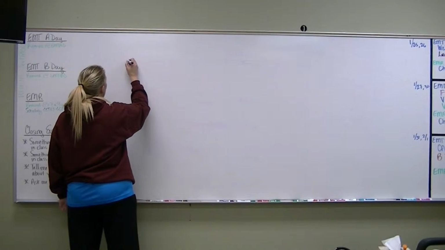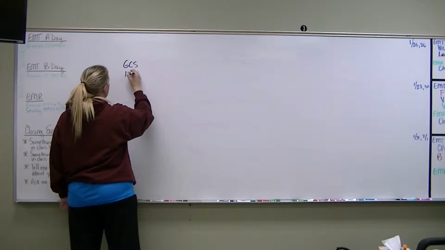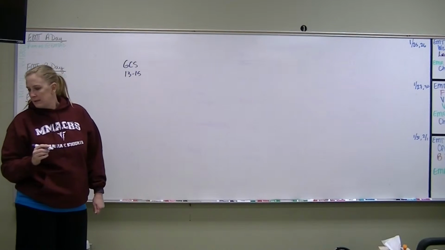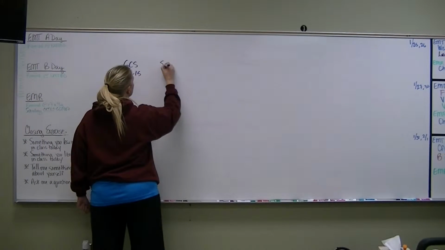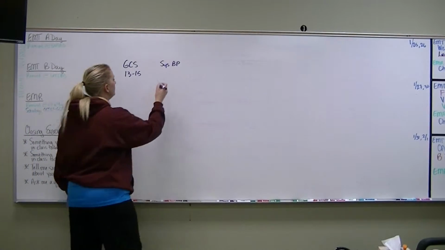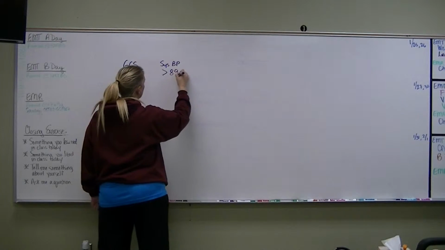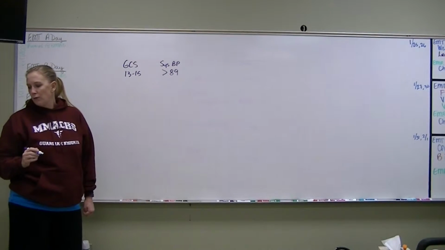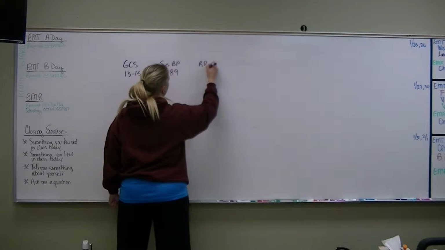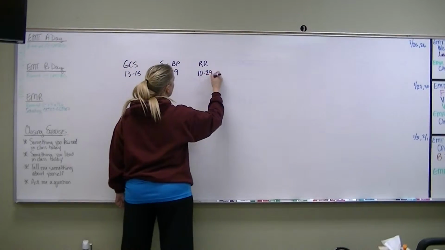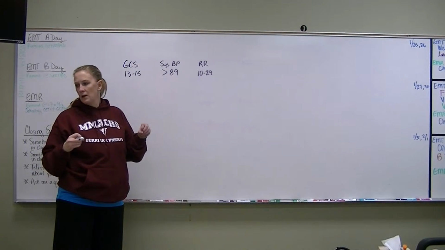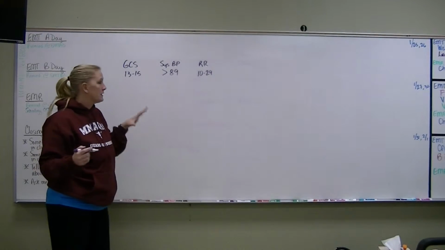So if a patient has a GCS of 13 to 15, if their systolic blood pressure is greater than 89, and if their respiratory rate is 10 to 29 breaths per minute. This is for an adult, so don't really pay attention to this for children, because there should at some point be a different scale for children, because this is just for adults.